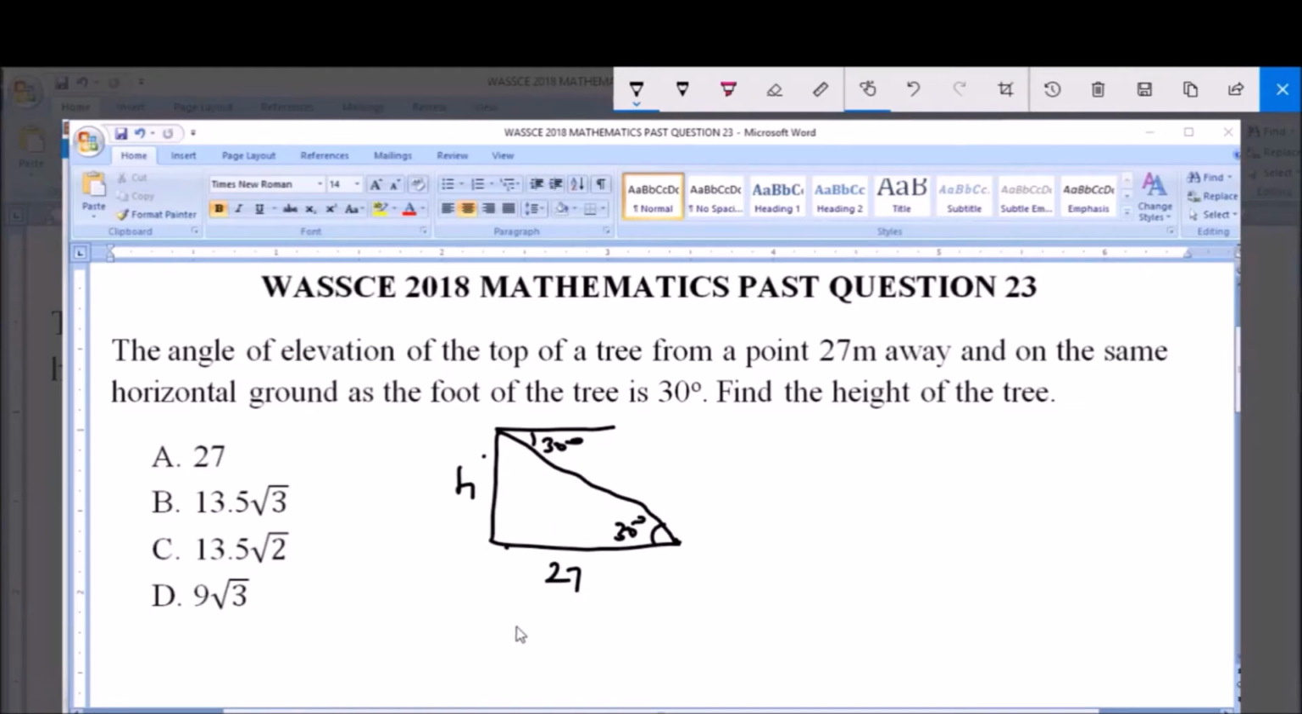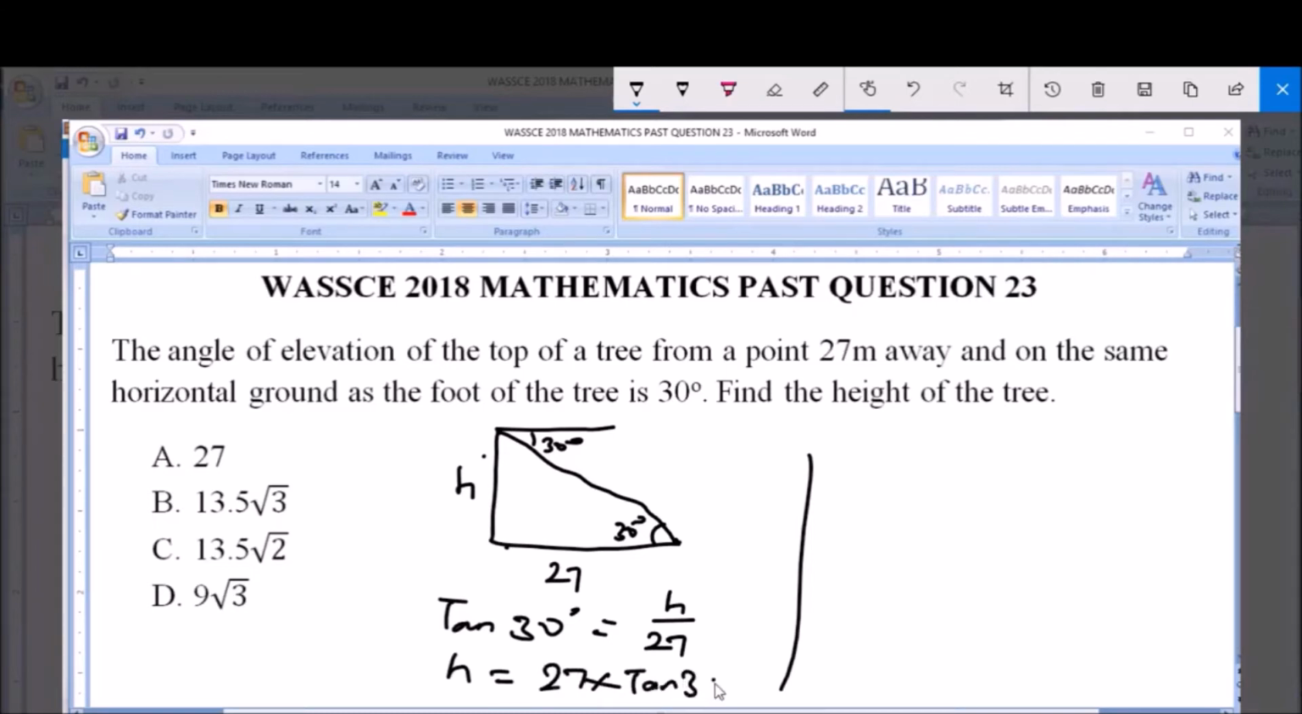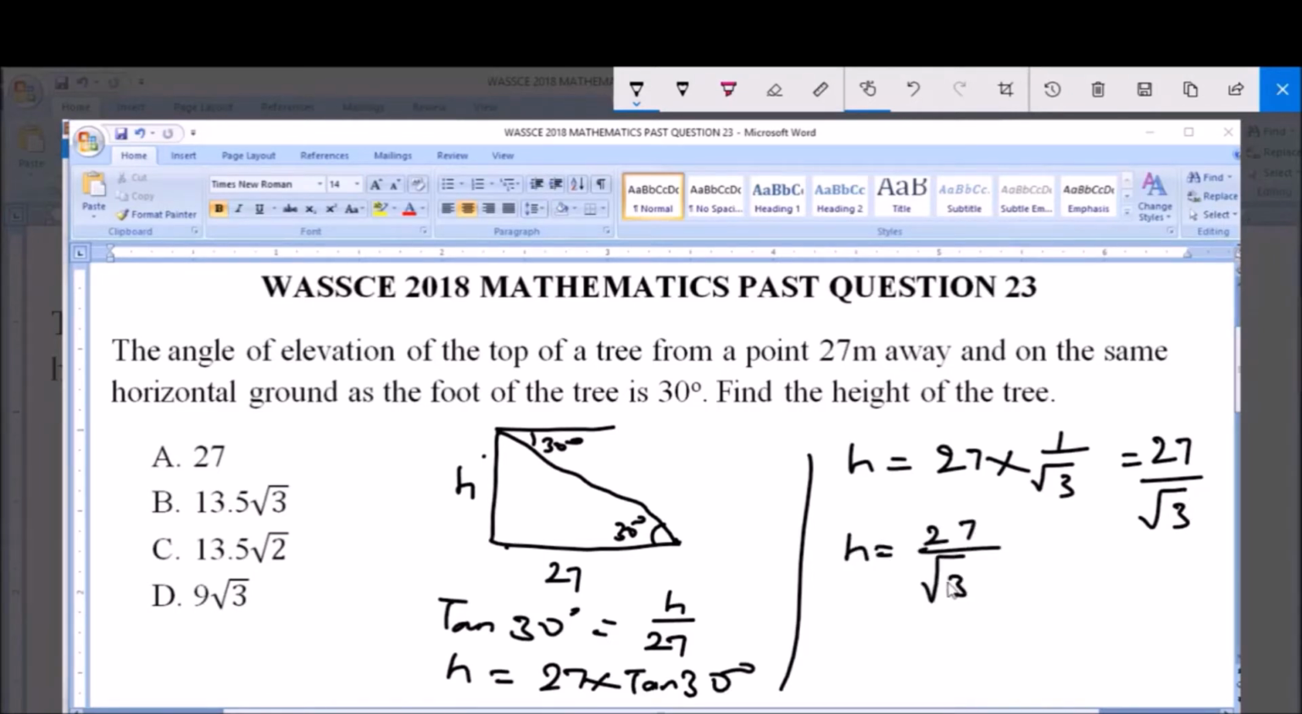Now from this we can say that tan 30 degrees is equal to h all over 27. Now from here we can say h is equal to 27 multiplied by tan 30 degrees. tan 30 degrees is 1 all over root 3. From this, h is equal to 27 all over root 3. Now we multiply the numerator and denominator by root 3.